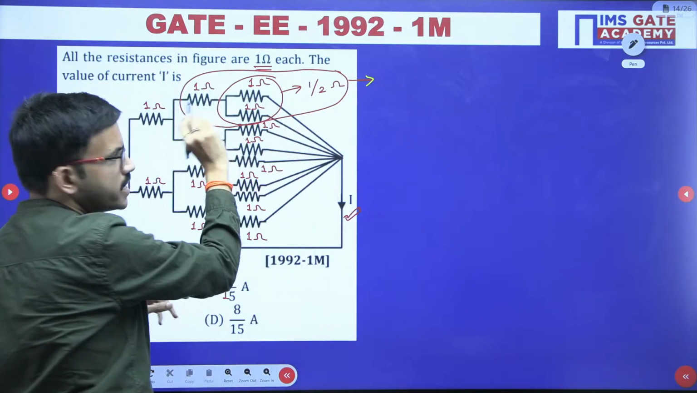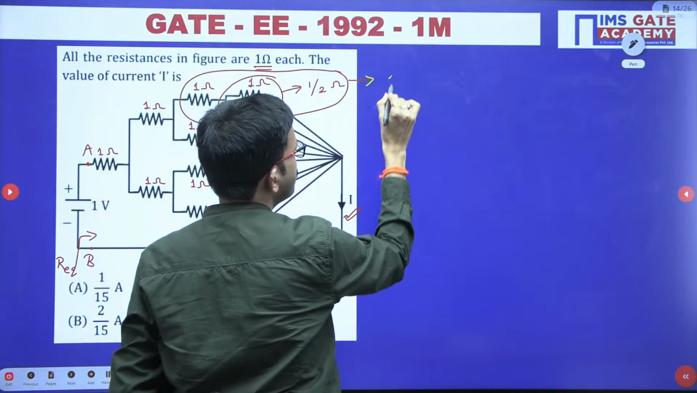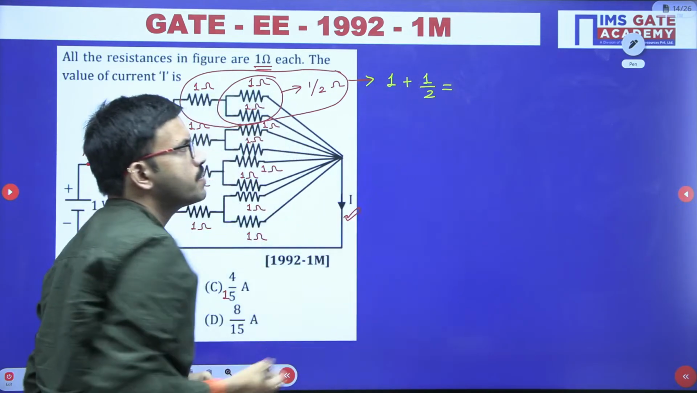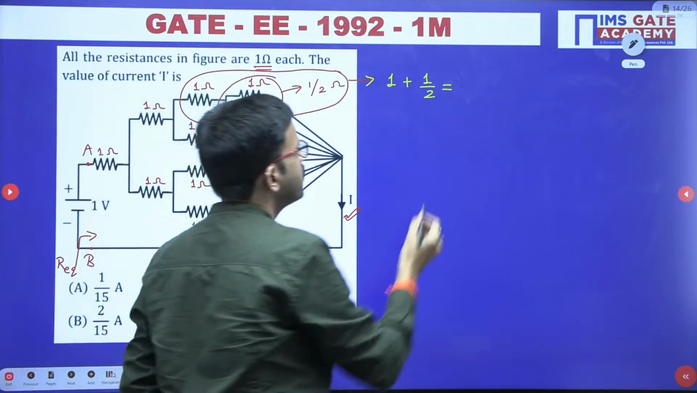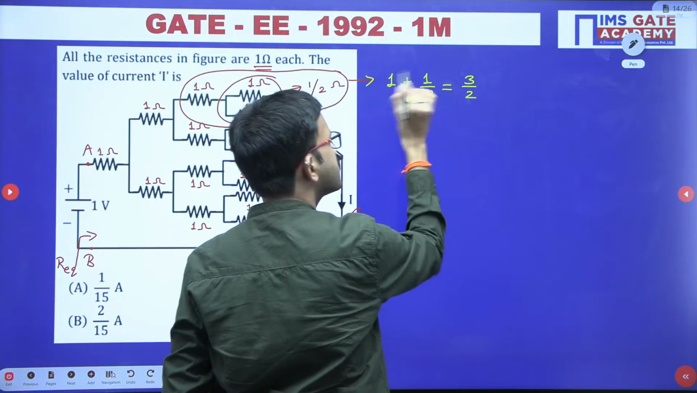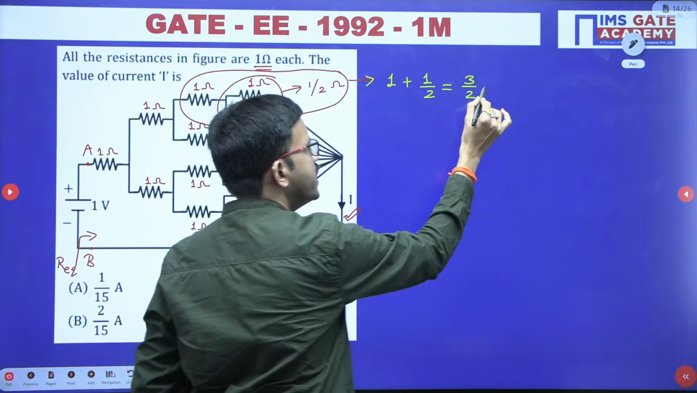See, these 2 are connected in series, right? So 1 plus 1 by 2. In series we can add the respective resistors. 1 plus 1 by 2, so that means 3 by 2. 2 plus 1 is nothing but 3, so 3 by 2 ohm.